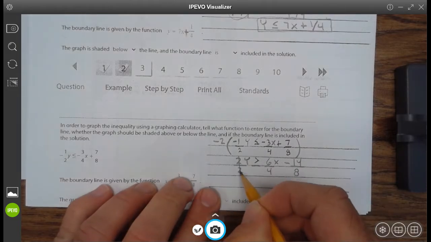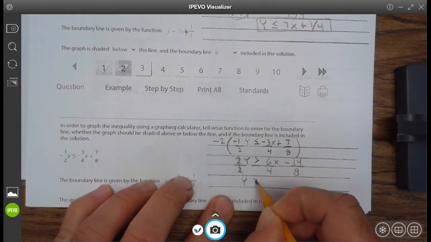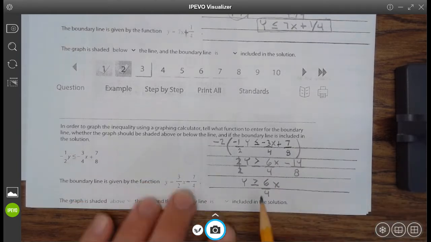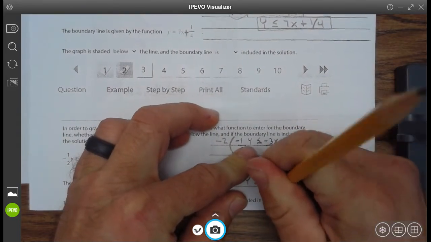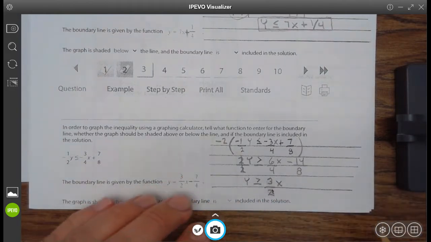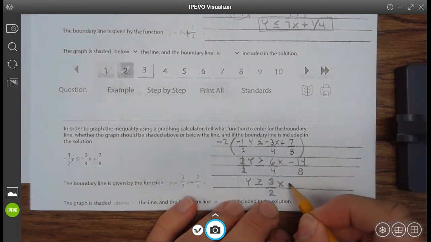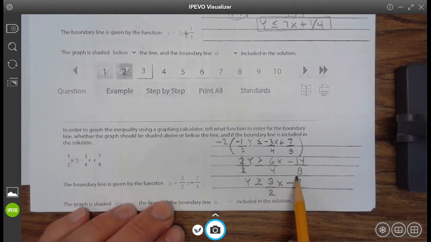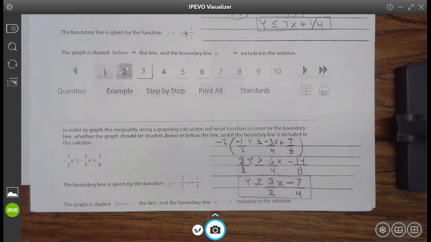Well, 2 divided by 2 is 1. So you get y greater than or equal to 6 divided by 4x. Well, wait a second, 6 divided by 4 reduces to 3 divided by 2x. And then 14 divided by 8 reduces to minus 7/4. Okay. The boundary line is given by the function y equals 3/2 x minus 7/4. The graph is shaded above the line, and the boundary line is included in the solution. All right, let's look at the next example.